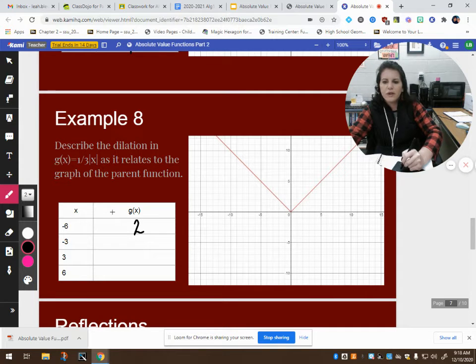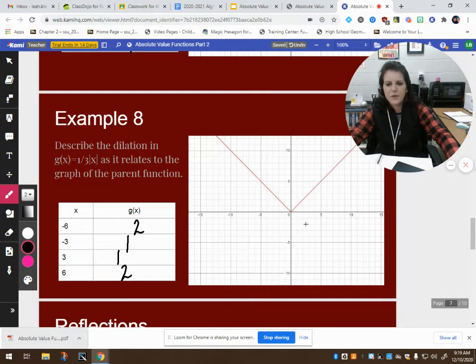Absolute value of -3 is 3. 3 times 1/3 is 1. Plug in a 3. Absolute value of 3 is 3. 3 times 1/3 is 1 again. And again, when I plug in 6, I'm going to get out 2.